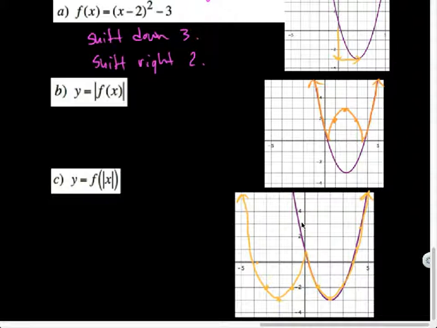Killer. So great. So there we go. That's the general idea for these functions.